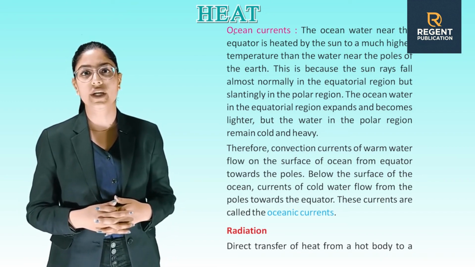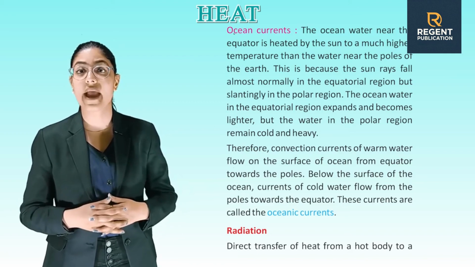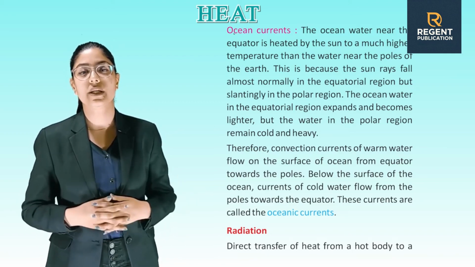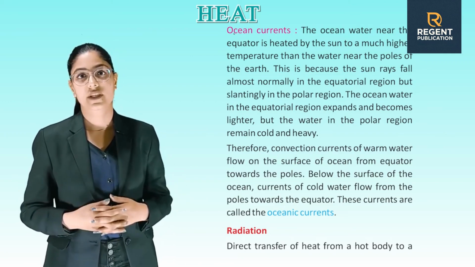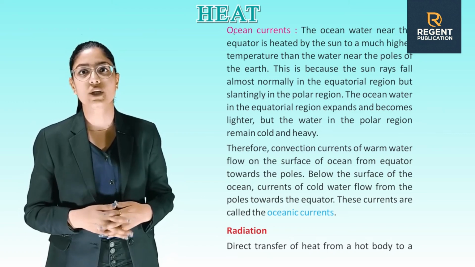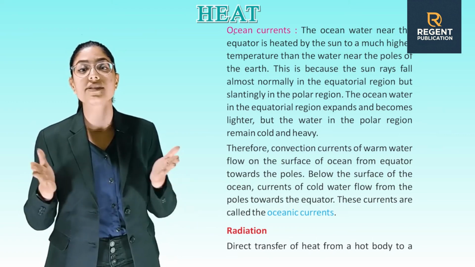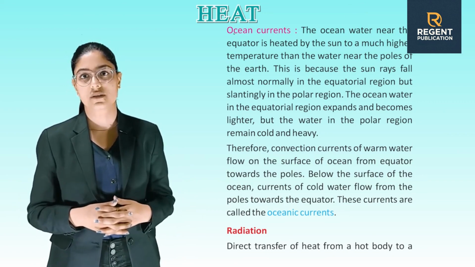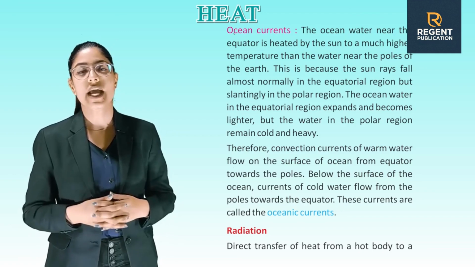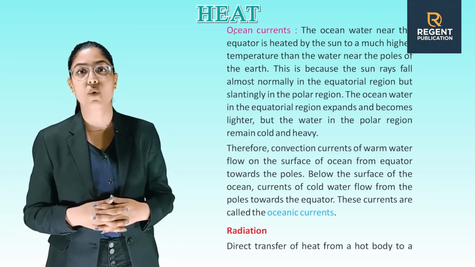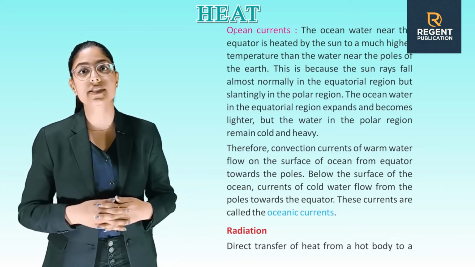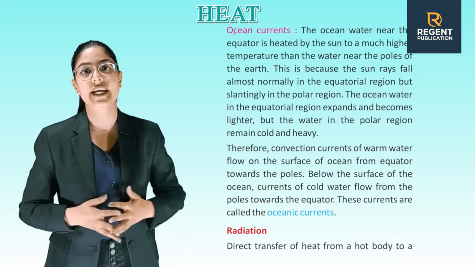The ocean water in the equatorial region expands and becomes lighter, but the water in the polar region remains cold and heavy. Therefore, convection currents of warm water flow on the surface of the ocean from the equator towards the poles. Below the surface of the ocean, currents of cold water flow from the poles towards the equator. These currents are called oceanic currents.